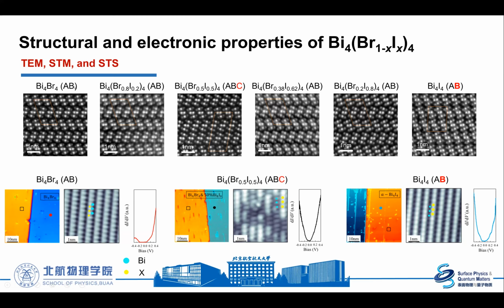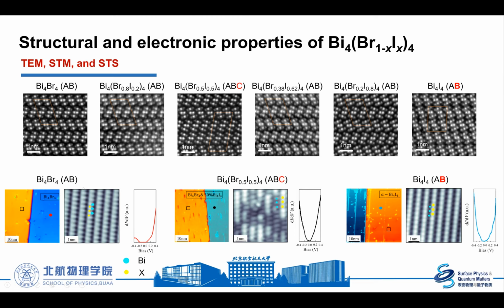And we just continue to increase the iron concentration. When the iron concentration reaches around 100%, it is a typical alpha phase of bismuth iodide. So in this case, we realized the structural transitions by changing the iron dye concentration.